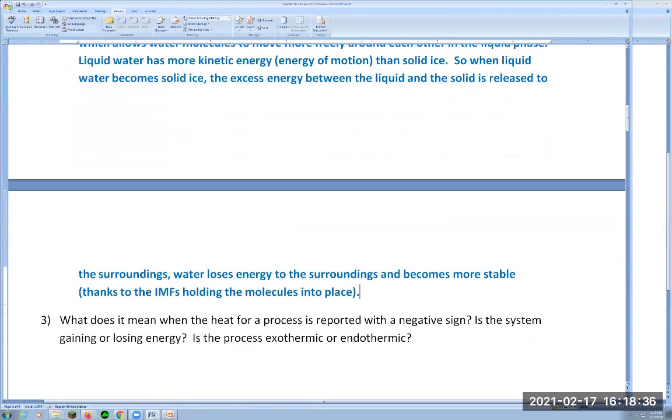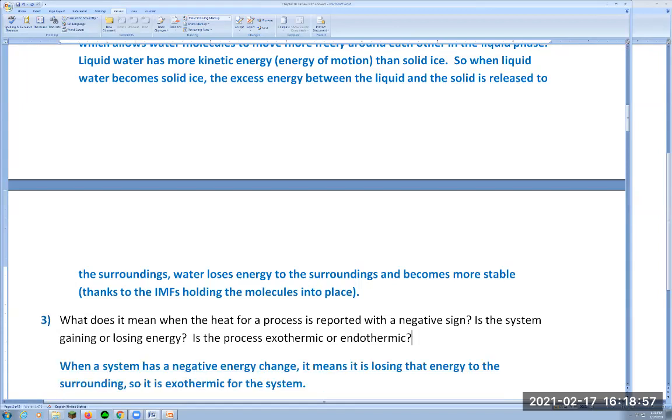So question 3, what does it mean when the heat for a process is reported with a negative sign? Is the system gaining energy or losing energy? And is the process exothermic or endothermic? So this is something you really need to learn. This is important to make the distinction.